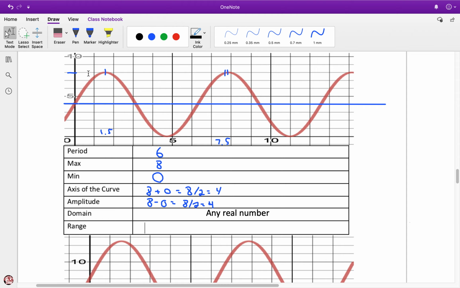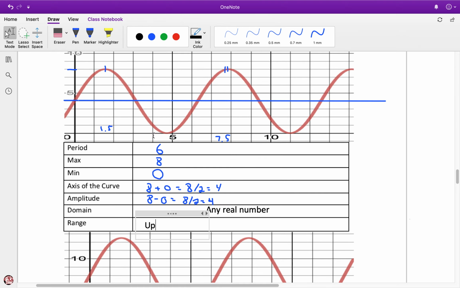My range, my max is 8, my minimum's 0. So I could say up to or equal to 8 and as low as 0. Now if you can write that in terms, that'd be wonderful. And if we did do it in terms, this is pretty much always, oh, that's the worst bracket ever. So x is any real number for domain.